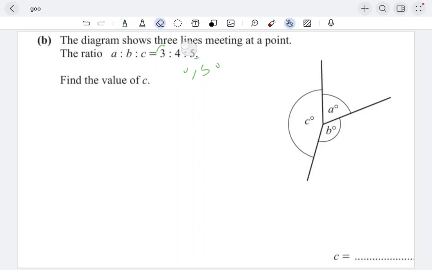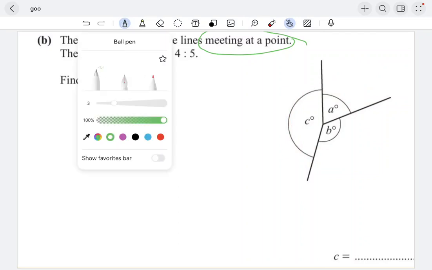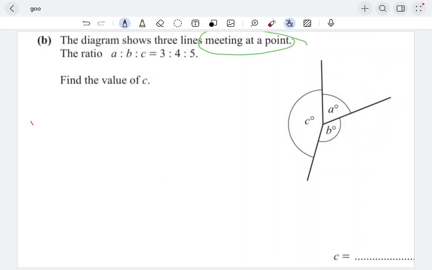Or he could give you all of them, the total. In this example, it looks like he didn't give me any of them, and he didn't give me the total. But because we know that angles around a point will be equal to 360, I know the total already. So he gave me a fact here: angles at a point add up to 360.